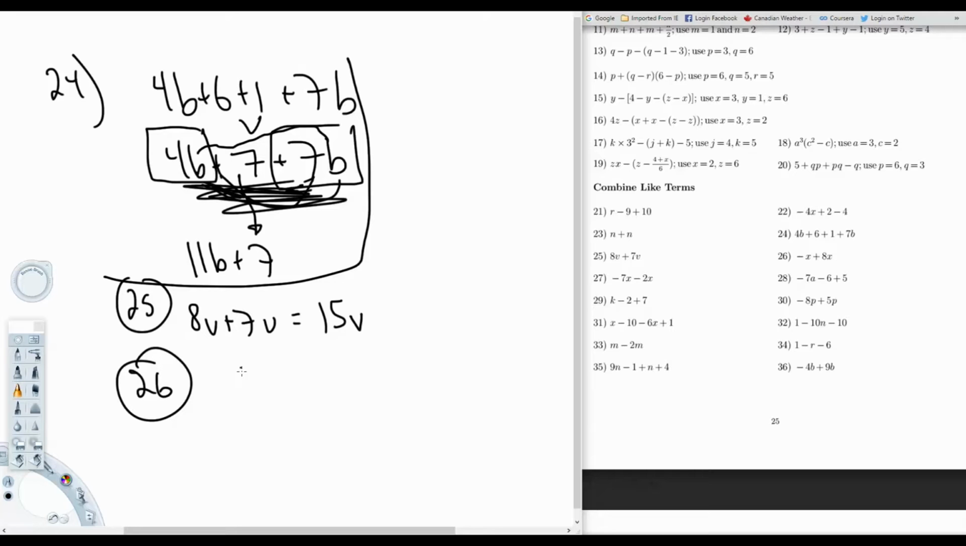8v plus 7v. Now those are like terms if they're both v's. So that's 15v. 26. Minus x plus 8x. Well, minus x really means minus 1x plus 8x. That should make it easier for you. All right, so minus 1 plus 8 equals 7, and we're talking about 7 x's. It's like, think about it, it's like saying minus 1 apple plus 8 apples equals 7 apples, right?